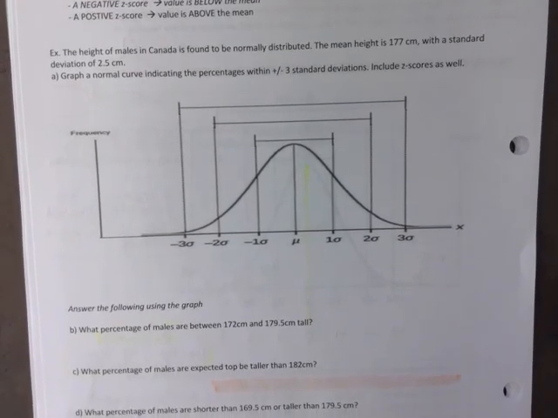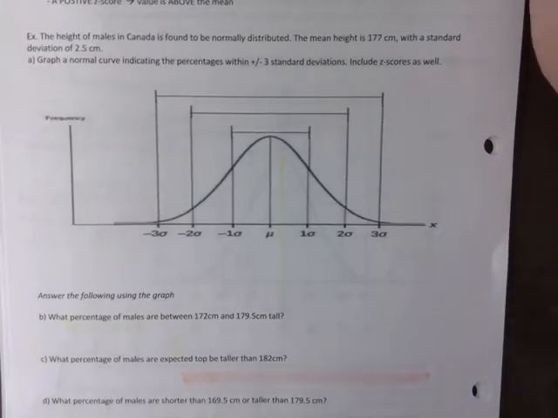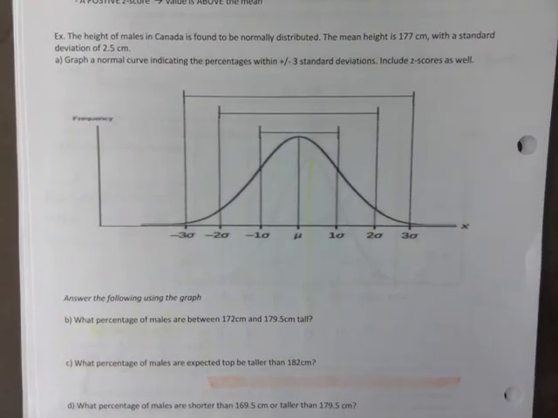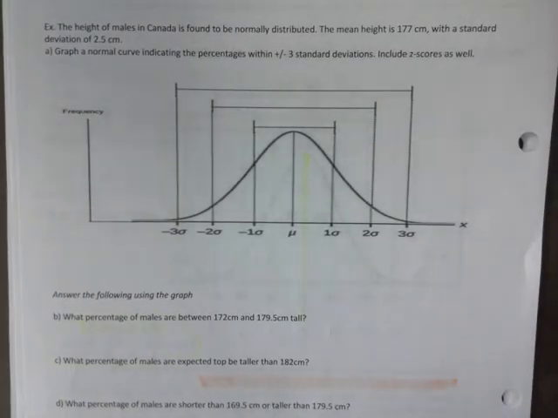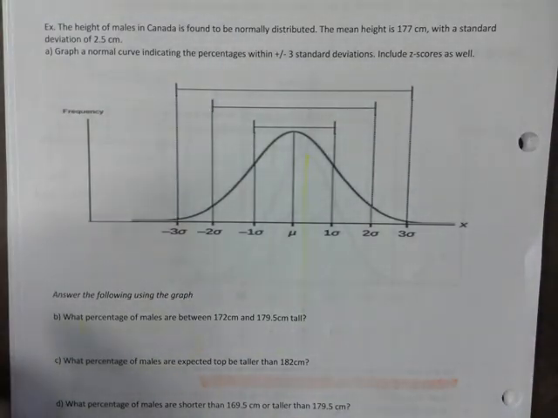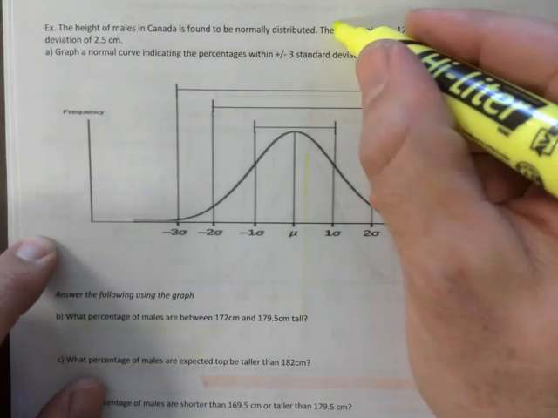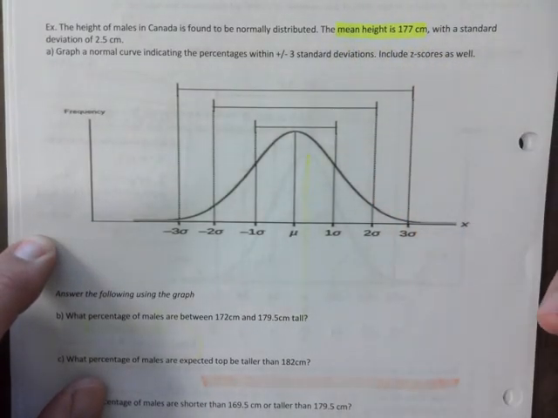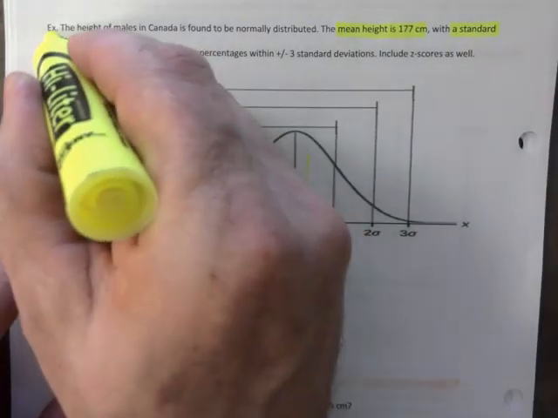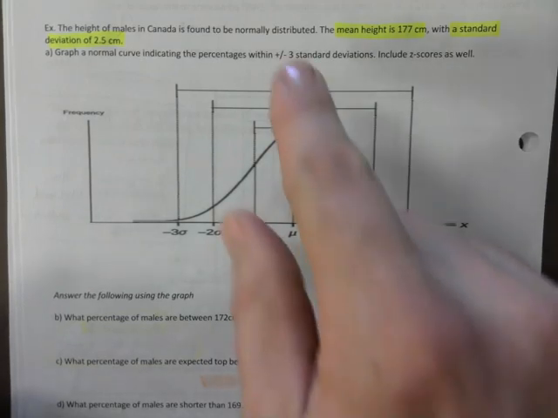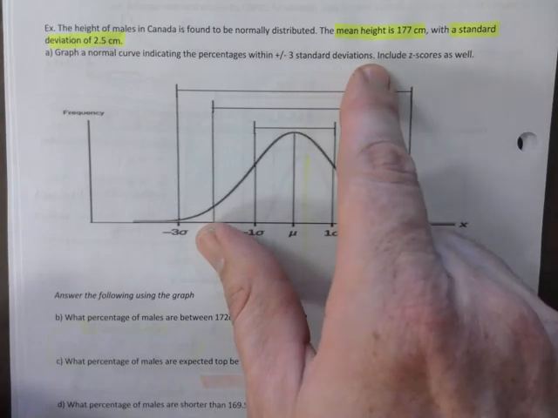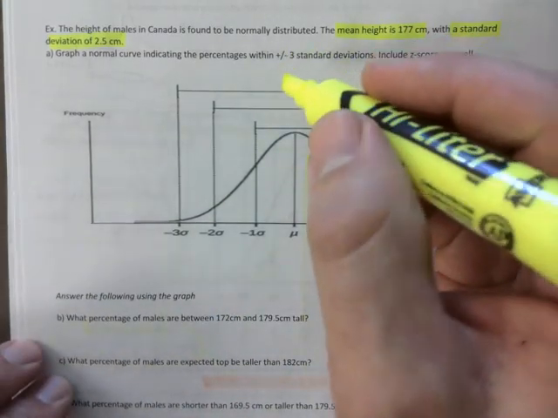We will talk about this. We're going to talk about this first example here. The height of males in Canada is found to be normally distributed. The mean height is 177 centimeters. The standard deviation is 2.5 centimeters. Graph a normal curve indicating the percentages within plus or minus 3 standard deviations. That's very standard, okay?